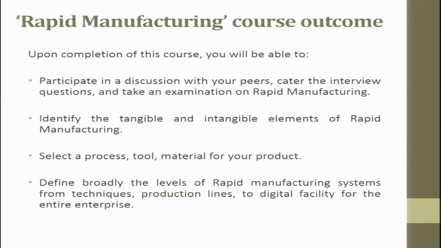Upon completion of this course, you will be able to participate in a discussion with your peers, cater to interview questions, and take an examination on rapid manufacturing. Identifying the tangible and intangible elements of rapid manufacturing will also be an outcome of this course. Select a process, tool, and material for your product. Define broadly the levels of rapid manufacturing systems, from techniques and production lines to digital facilities for the entire enterprise. All these things are the expected outcomes of this course.